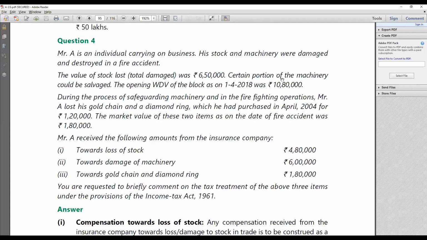During the process of safeguarding the machinery and in the process of firefighting operations, Mr. A lost his gold chain and diamond ring, which he had purchased in 2004 for 1,20,000. And then they have given us a list of all the three assets which were damaged against which the insurance claim was received. So, starting with an answer, you can deal with it in two ways. Make a table, deal with each asset, and show how it should be treated while computing the capital gains.